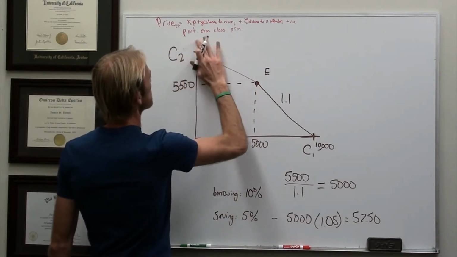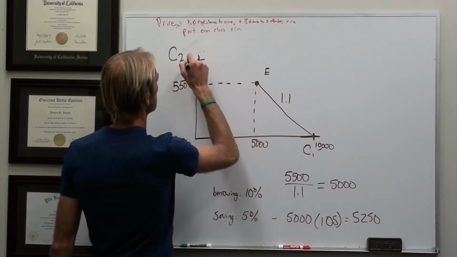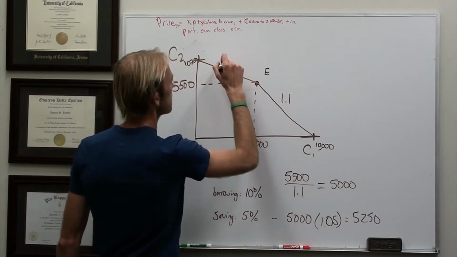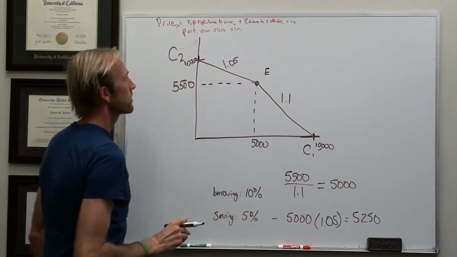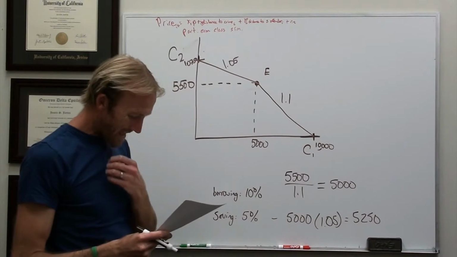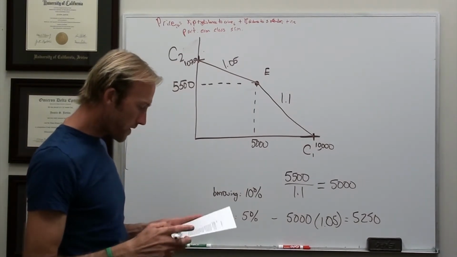For purposes of making something clear in a second, I'm going to put this a little bit lower. It's not to scale. Okay, the slope here is 1.05. Okay, and that is part A of this.